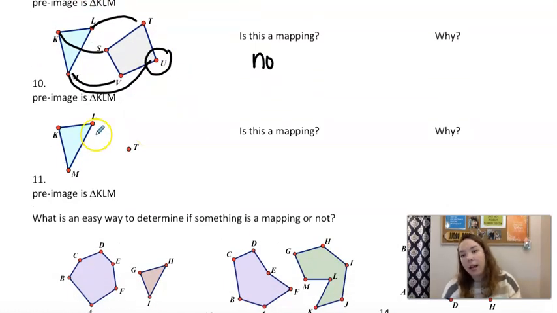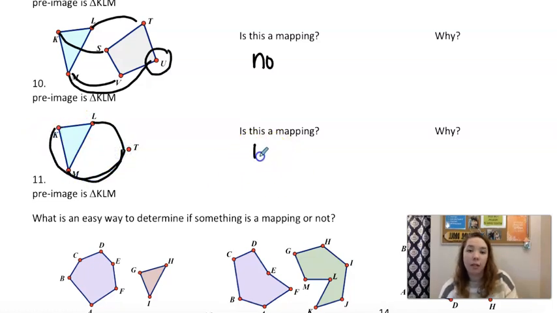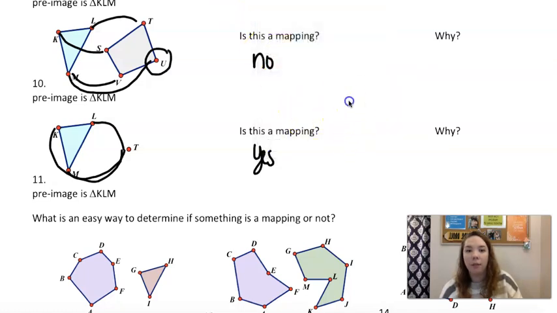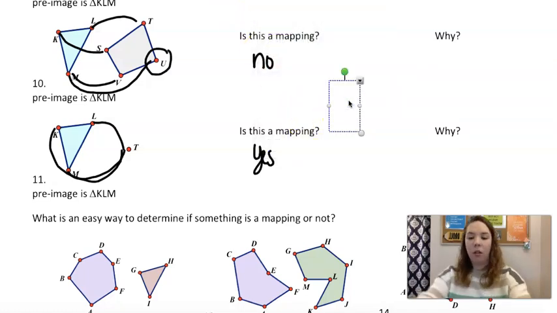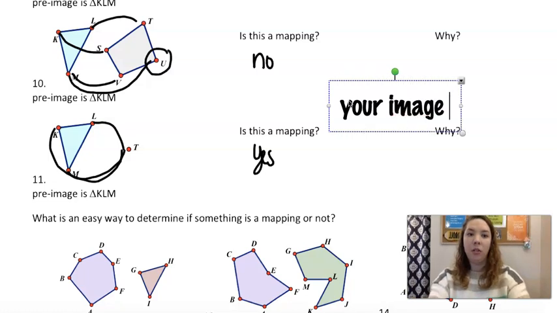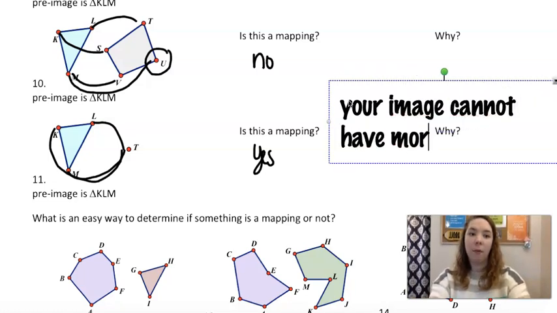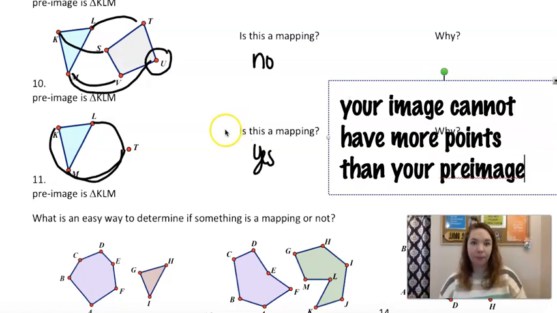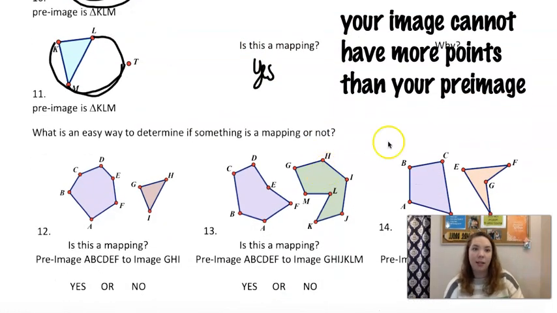All right, KLM, I can map all of them onto T, and that's allowed. This is a mapping. Okay, so the gist is, I'm going to type it in here. Your image cannot have more points than your pre-image for it to be a mapping. That's the gist.